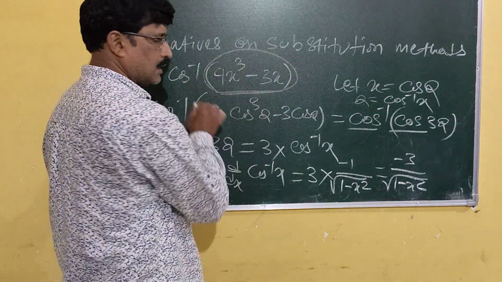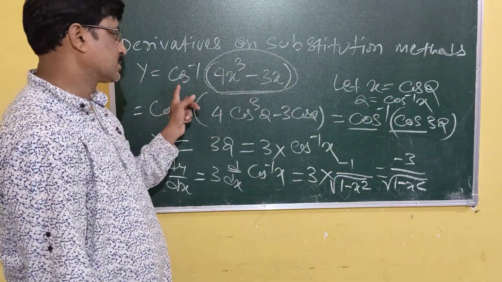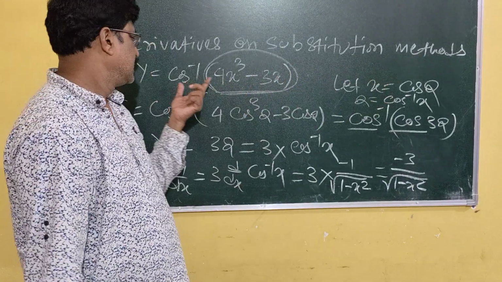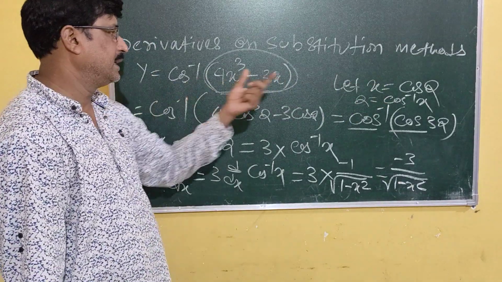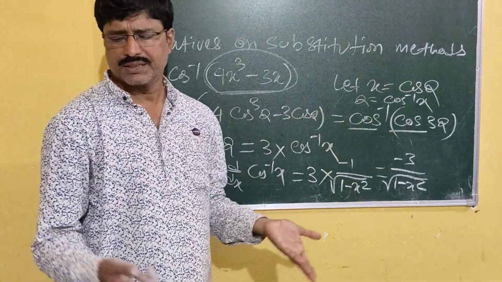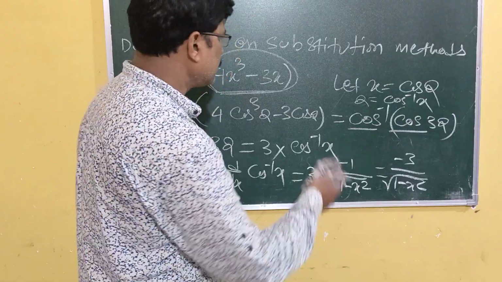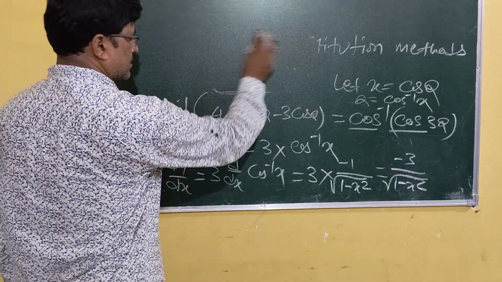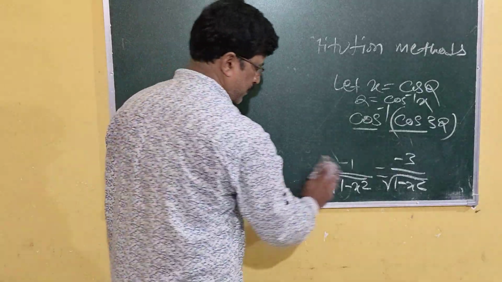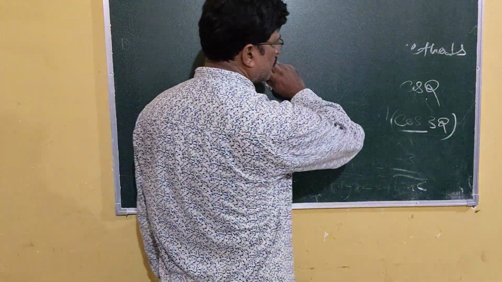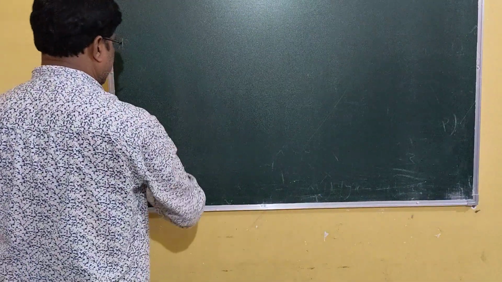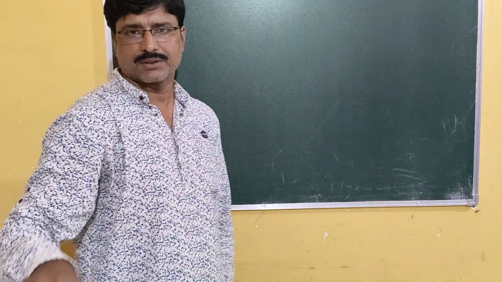Taking this as u, it becomes cos inverse u, and u is equal to 4x cube minus 3x. Here dy by du, and here du by dx, and multiplying them. Solving that way is also possible, but this one is called the substitution method. In the substitution method, we can solve big problems if they come under a formula. If there is some formula, then only we can substitute x in different ways.